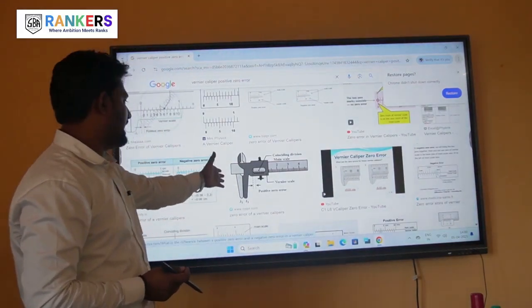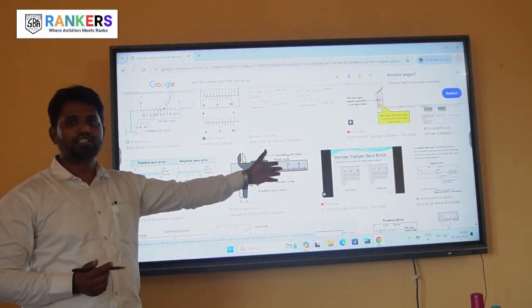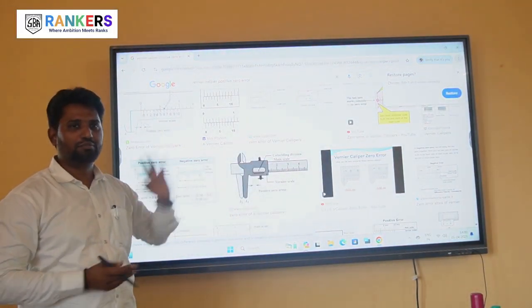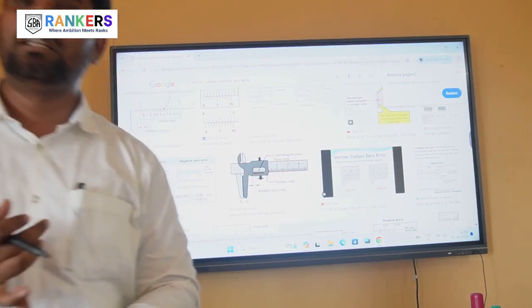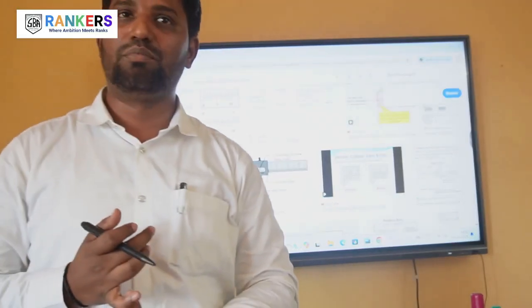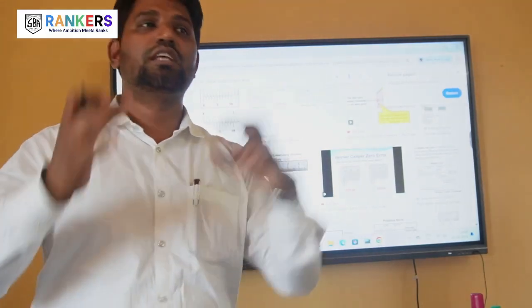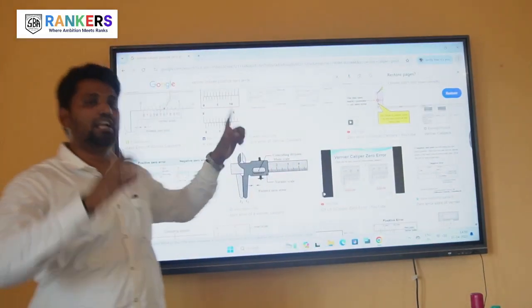This is the diagram of the Vernier Caliper. The second name of the Vernier Caliper is slide caliper. It is also said to be slide caliper. Why is the name given? Because in this apparatus there are two scales.